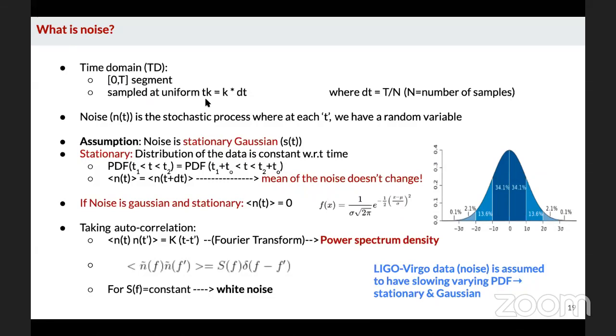And if it is sampled at some discrete intervals where dt is T by N and N is the number of samples, we can consider n of t, which is noise, as a stochastic process, where each time point we are getting is a random variable.